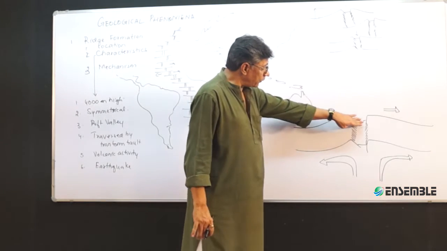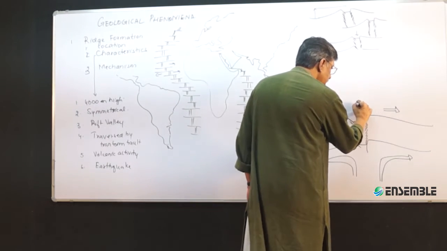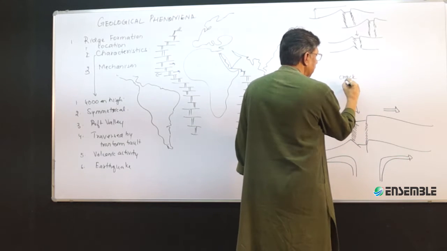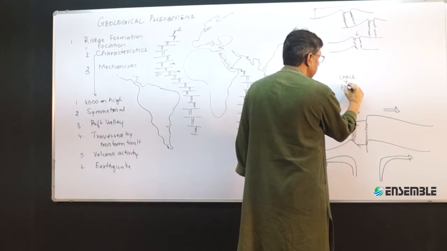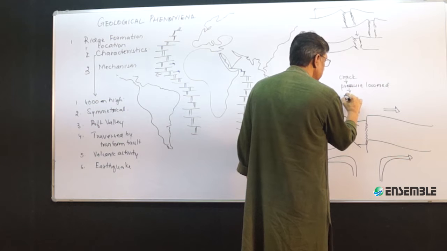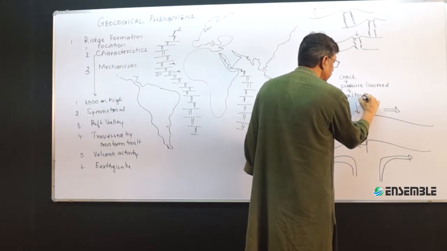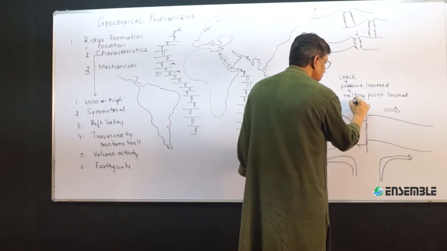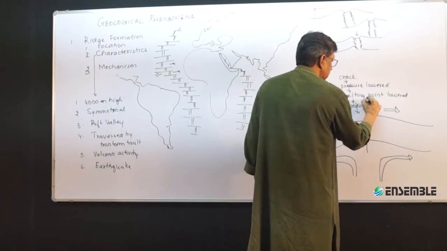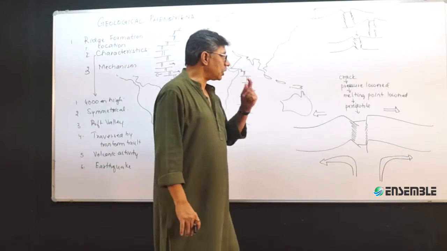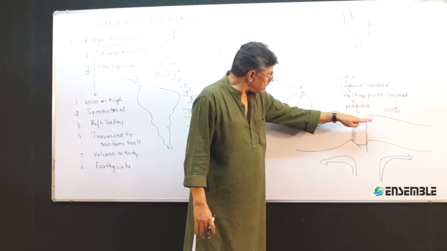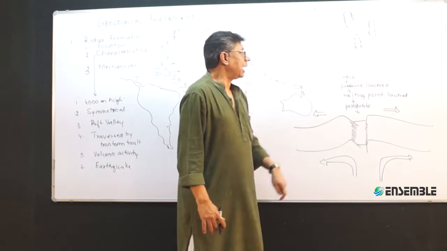Now, first see that a crack develops over the top. This crack lowers the pressure. Lowering of the pressure causes the melting point to be lowered. The lowering of the melting point causes melting of a rock called peridotite, and consequently this becomes a cause for volcanic activity. That's the reason. First a crack has formed.